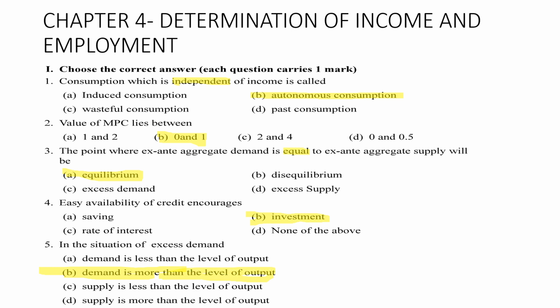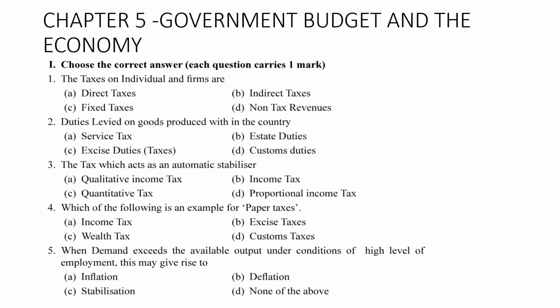Now we shall move on to the 5th one. So chapter 5, government budget and the economy. First question, the taxes on individuals and firms are. The taxes levied on individuals and firms are direct taxes. Okay, so these are called direct taxes.